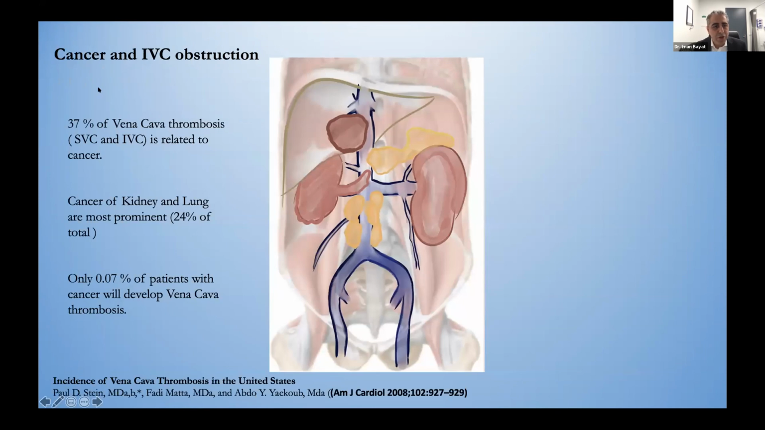Cancer and IVC obstruction: 37% of vena cava thrombosis, which involves both superior and inferior vena cava, is related to cancer. Cancer of the kidney and lung seem to be quite prominent.